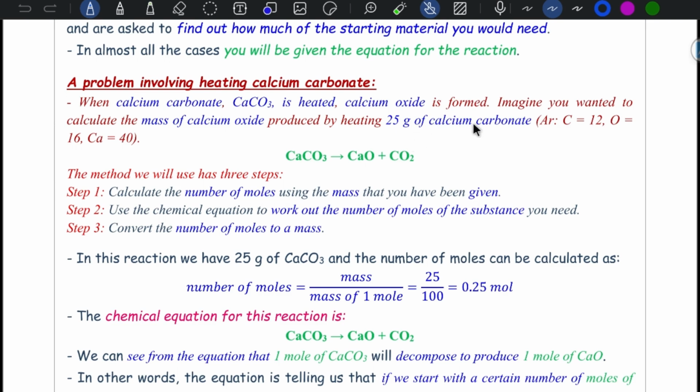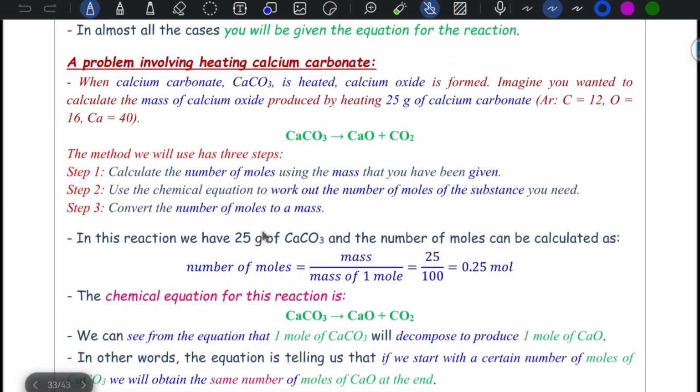The mass given is calcium carbonate, so we have to calculate the number of moles of calcium carbonate. Then use the chemical equation to work out the ratio, the number of moles of the substance you need. We need, in this case, to calculate the mass of calcium oxide, so we need calcium oxide. Finally, convert the number of moles to mass.